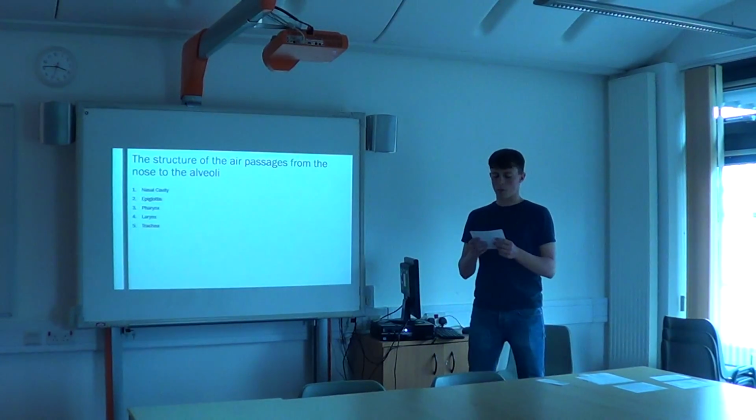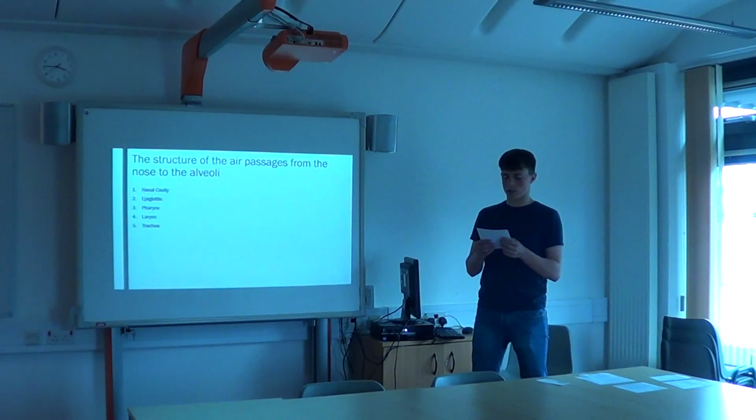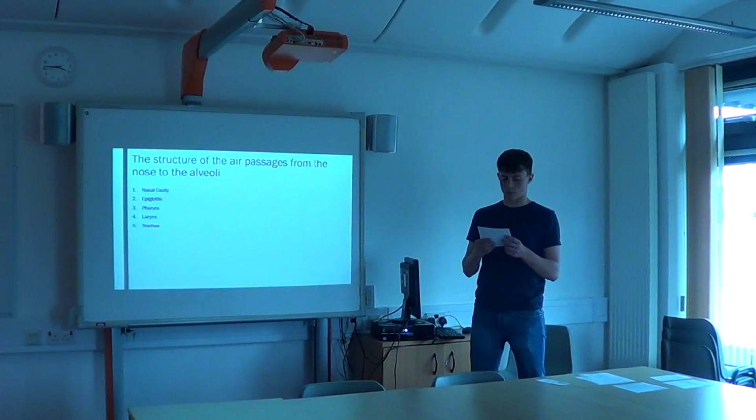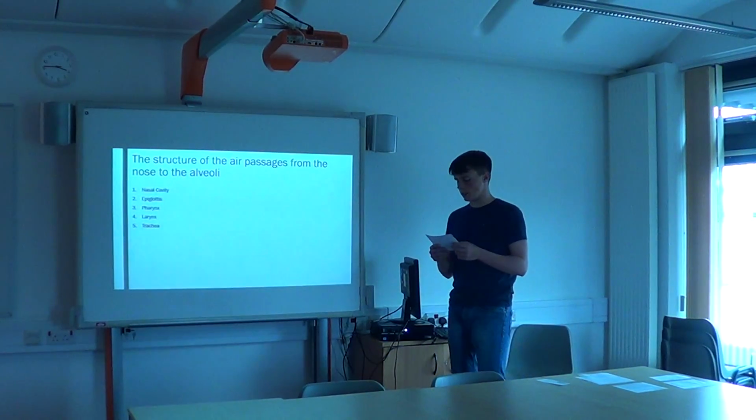The trachea. This is also known as the windpipe. It splits into two bronchi. It contains C-shaped rings of cartilage to help to support it and keep a clear airway to allow breathing to happen more easily.